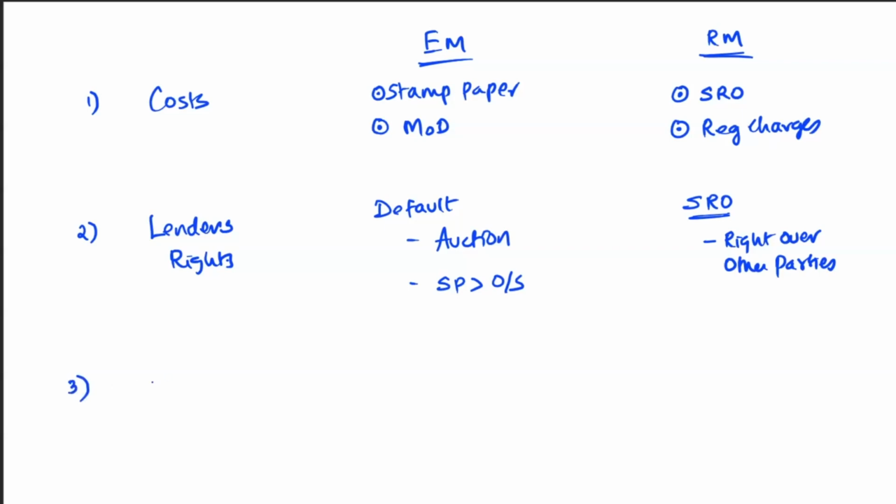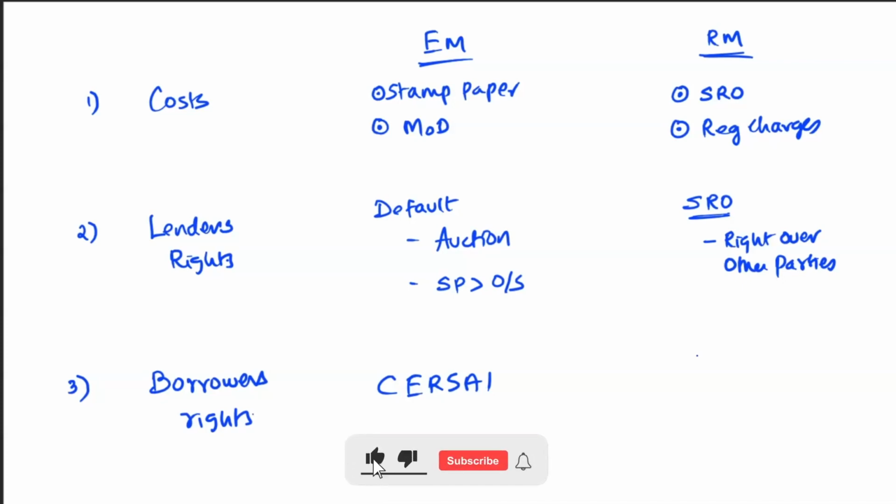Let us also look at what are the rights of borrowers. In equitable mortgage, you don't have registration with the SRO. So if there is any dispute, whom can the borrower approach? Borrower can approach CERSAI. CERSAI means Central Registry of Securitization, Asset Reconstruction and Security Interest. Whereas in case of registered mortgage, borrower's rights are more protected because that mortgage is registered with sub-registrar. So if there is going to be any dispute regarding ownership and all, everything is clear because it's registered with SRO.